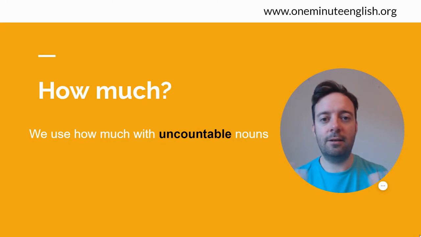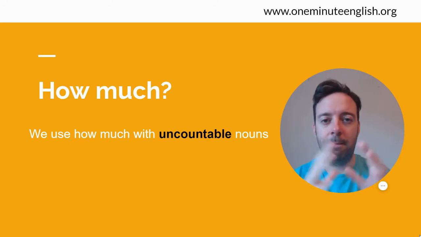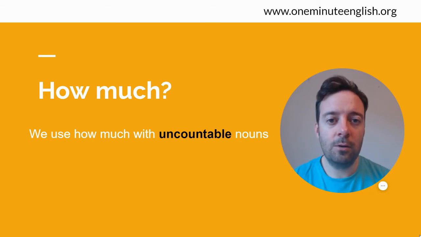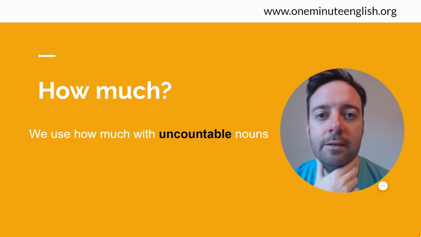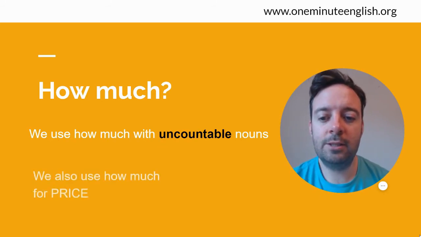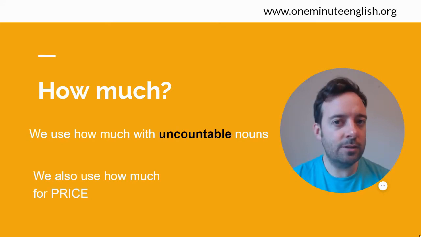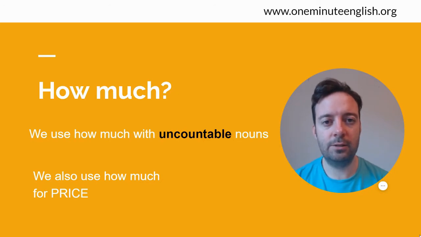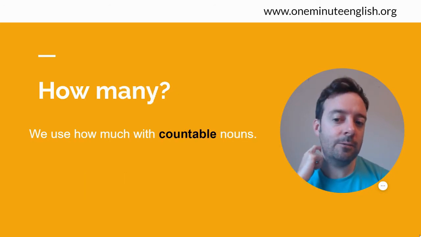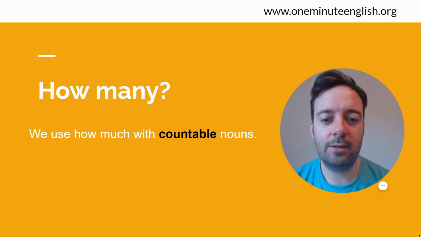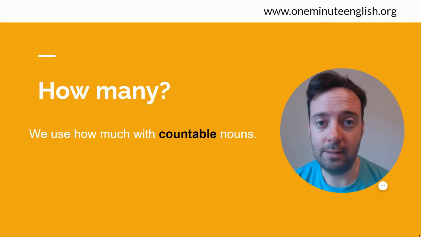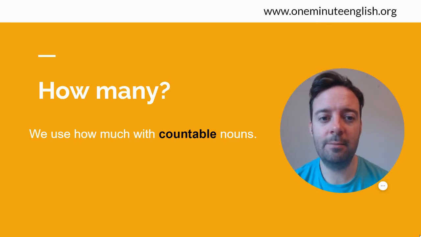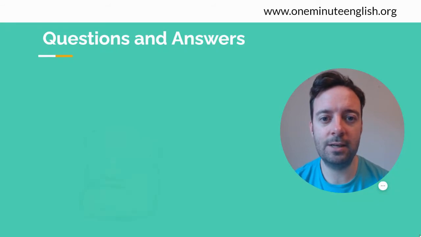And maybe because there are lots of this thing, it usually comes in a big size, or maybe because it's a liquid, okay, and it's difficult to count how much of the liquid there is. And we also use how much for price, okay? So if you just say how much, usually people are thinking the price. How much does it cost, okay? And how many we use with countable nouns, okay? So 1, 2, 3, 4, there are 4 pens. How many pens are there? Okay, let's look at some examples, some questions and answers.